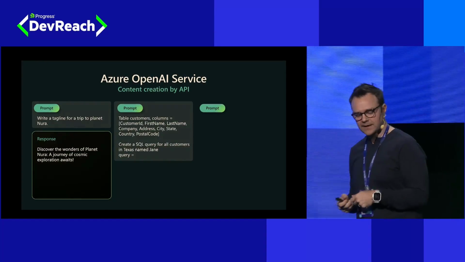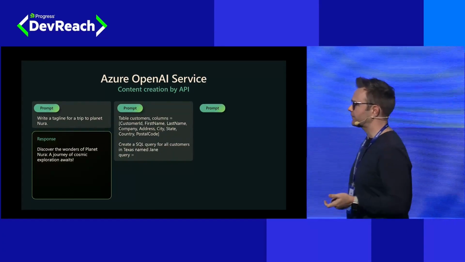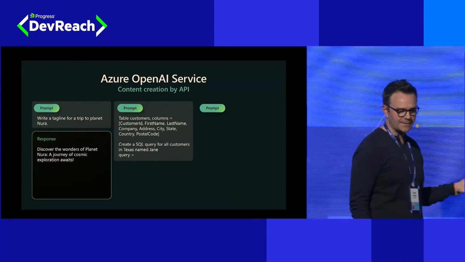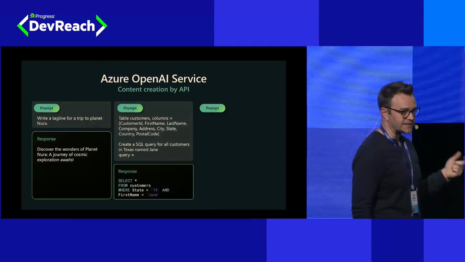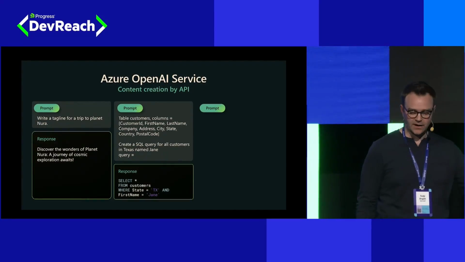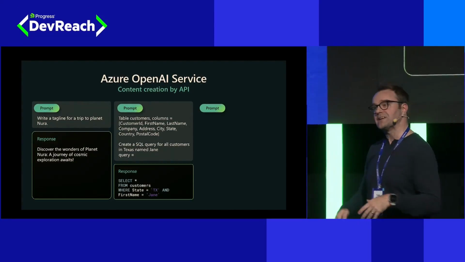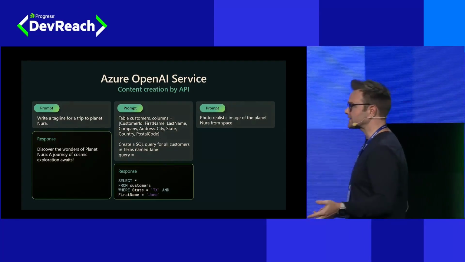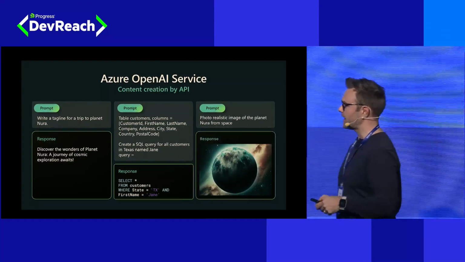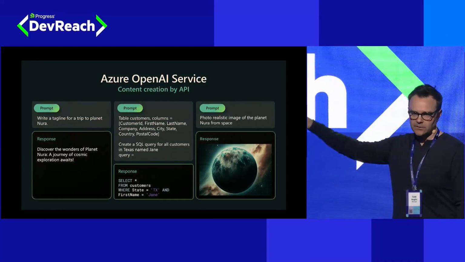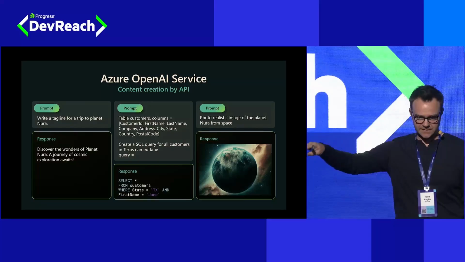Or a prompt like this, which has some schema for a table, and then we ask it to create a SQL query for that schema. We can get back code, and we can see this in things like GitHub Copilot and tools designed to help us with code, and we'll talk a lot more about that tomorrow. Or even more interesting, perhaps, we can say, give me a photorealistic image of this planet, and get back image data. So each of these different prompts gives us wildly different kinds of responses.